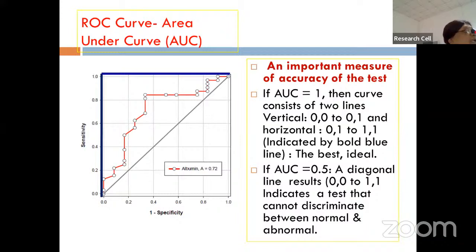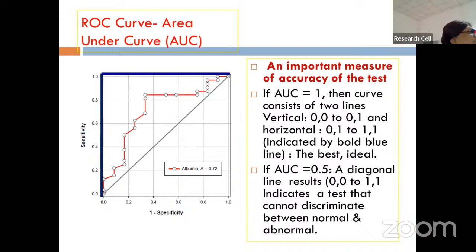Here the x-axis means sensitivity and the y-axis means 1 minus specificity. If a test is highly accurate, the area under the curve is 1, which is indicated by the blue bold line. If AUC is 1, that is an ideal test. If the area under the curve is 0.5, it is represented by the diagonal curve.